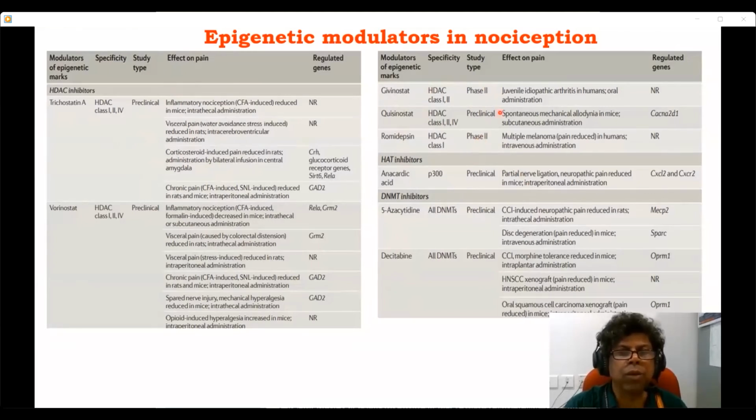They are also involved in pain relief through some of the genes which are involved in the pain. And another two interesting DNA methyltransferase inhibitors, azacitidine and decitabine, and the clinical study shows that they are relieving neuropathic pain in rats or in mice, mediated by some of the genes related to pain, for example, OPRM1.